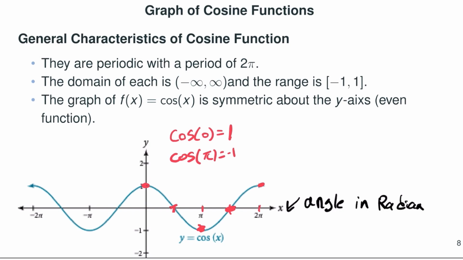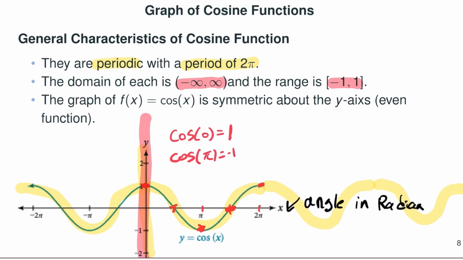What are some characteristics of the cosine function? It's also periodic with a period of 2 pi. It repeats every 2 pi. So in this case, from here it has this shape forever, this shape forever, left and right side. The domain is all angles, negative infinity to infinity, and the range is negative 1 to 1. So the cosine value cannot be greater than 1 or less than negative 1. And the graph of cosine is symmetric about the y-axis. That means if you reflect across the y-axis, it's the same graph. So cosine is an example of an even function.